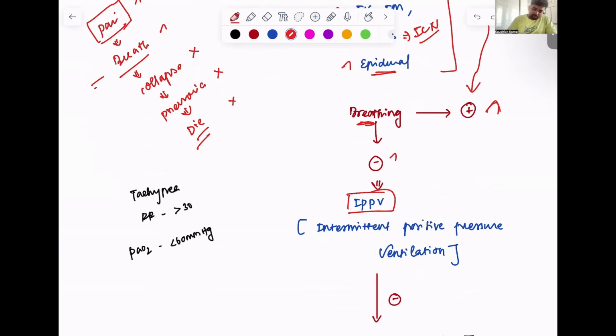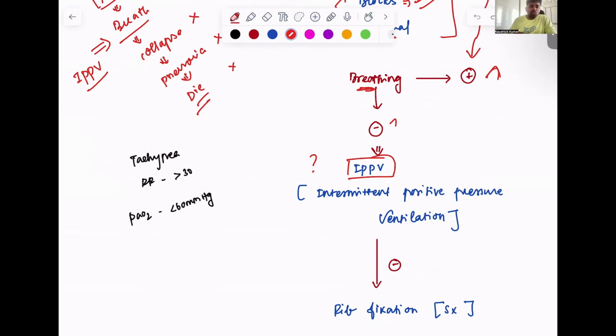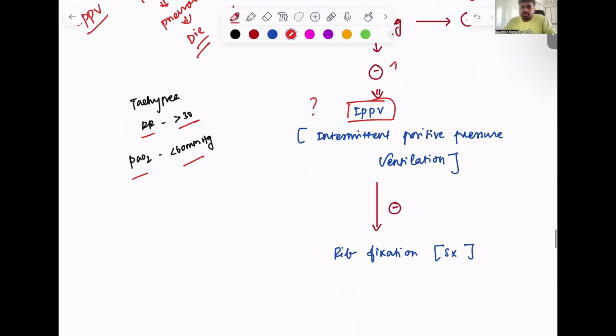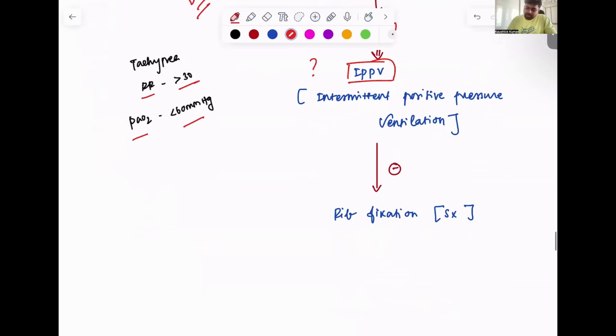Same concept. This breathing you are going to provide from outside in the form of intermittent positive pressure ventilation. So what is the indication of intermittent positive pressure ventilation? When respiratory rate is high, more than 30, and PaO2 is less than 60 mmHg, you go ahead with intermittent positive pressure ventilation. And some patients recover well and they breathe well, so we can avoid all the complications.